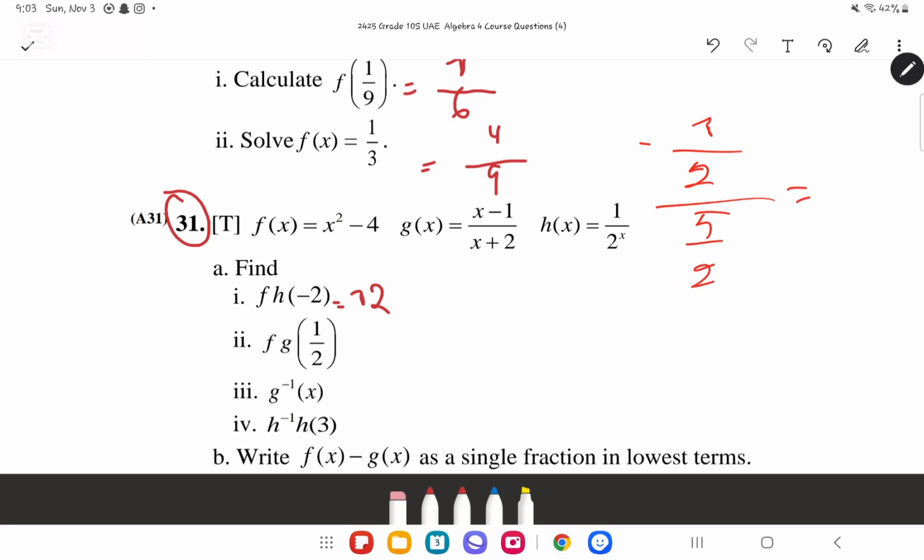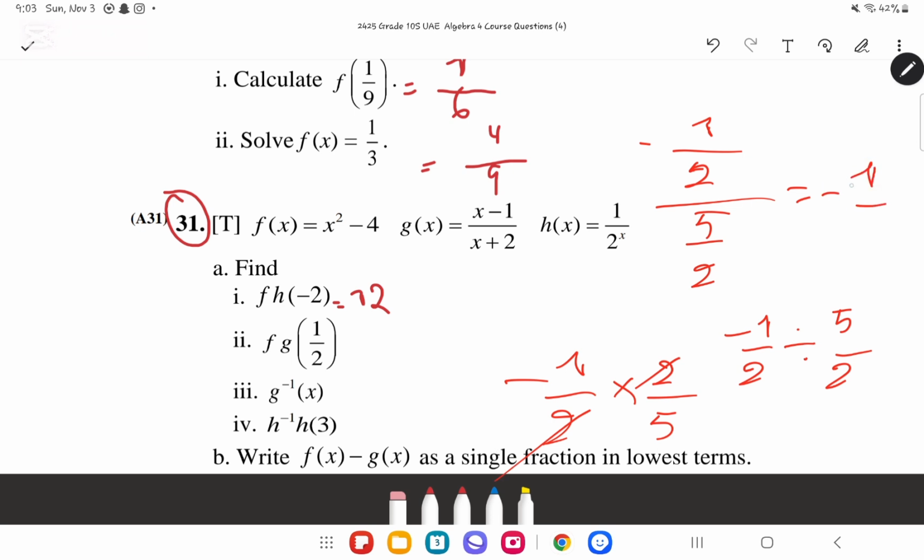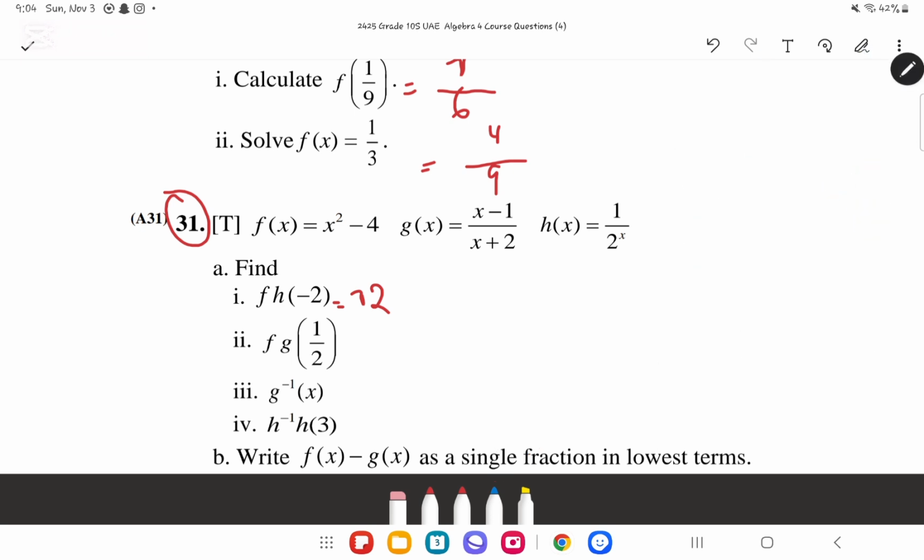After solving it, you have minus 1 over 2 over 5 over 2. It's gonna be minus 1 over 2 divided by 5 over 2, which is the same as minus 1 over 2 times 2 over 5. This cancels with this, and then you get minus 1 over 5. So now we know that g(1/2) is minus 1 over 5.